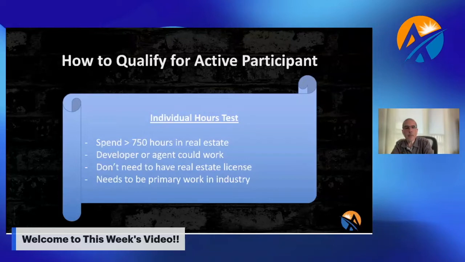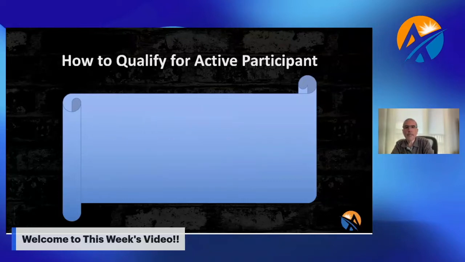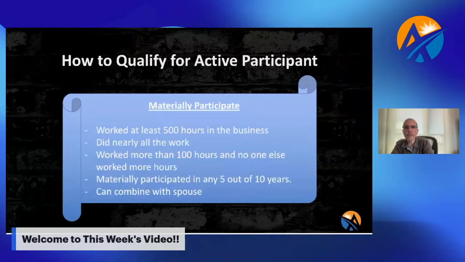Basically, your primary work needs to be in the real estate industry, but you don't need to be a licensed real estate agent to qualify. The next test that you need to meet in addition to the hours test is the material participation in your rental property. So the IRS states that to meet this test, you basically have to either work at least 500 hours in the business, or do nearly all of the work, or work more than 100 hours and no one else worked more than this, or materially participated in any 5 out of the last 10 years.